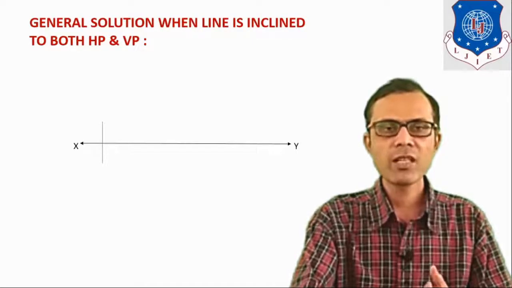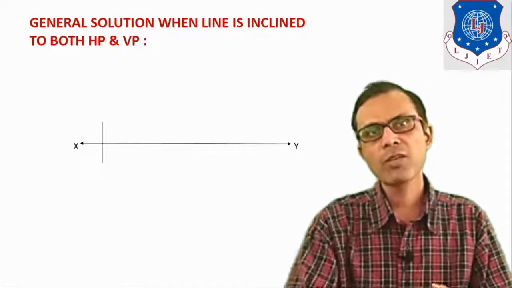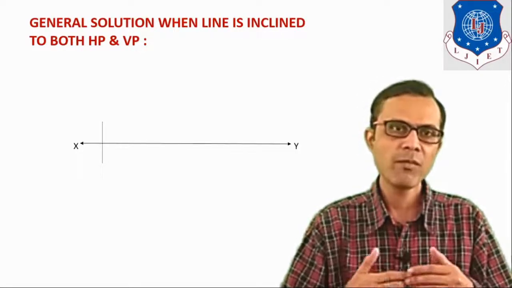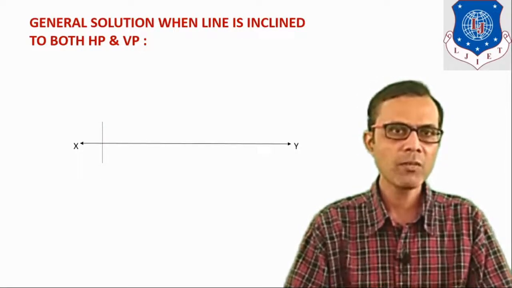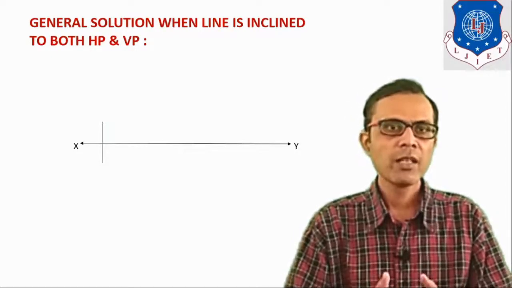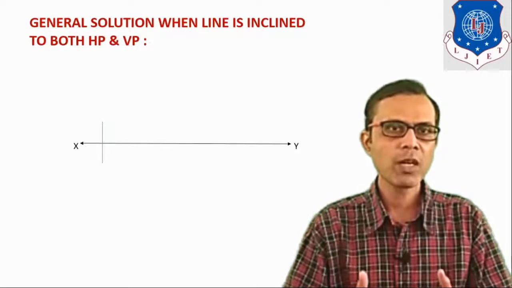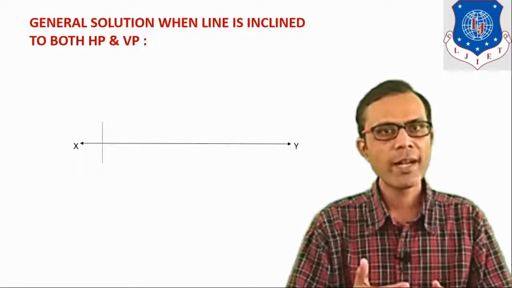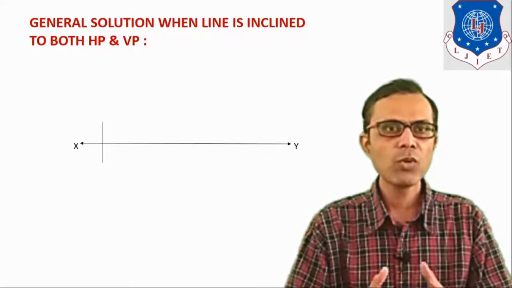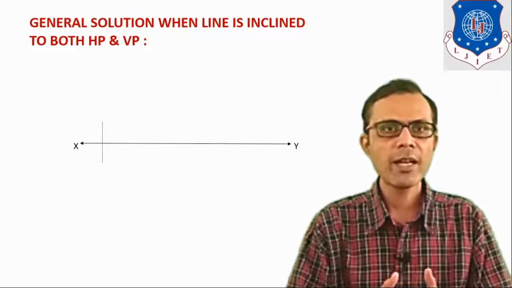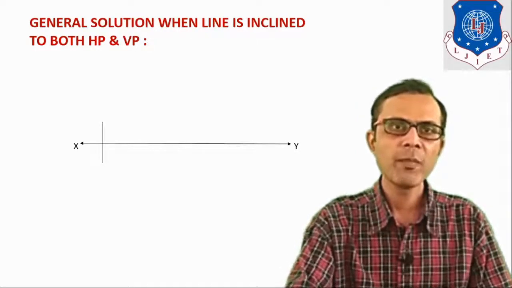So in the first step, we will assume that the given line is inclined to HP only, and from that drawing we will derive some answer. In the next stage we will assume that the given line is inclined to VP only, and from that we will also derive some conclusion. When we combine both of these cases, then we get the solution for a line inclined to both HP and VP.